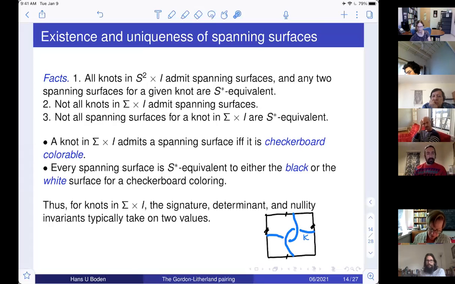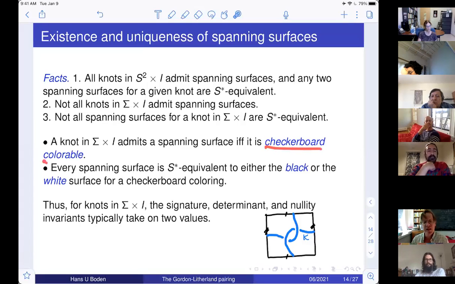So in fact, you don't get existence. It's not true that all knots admit spanning surfaces. And you don't get uniqueness. It's not true that any two spanning surfaces are S-star equivalent. It's almost true though, so it's not as bad as it sounds. For the first point, it's easy to characterize when a knot admits a spanning surface: it will do so if and only if the knot is what's called checkerboard colorable.